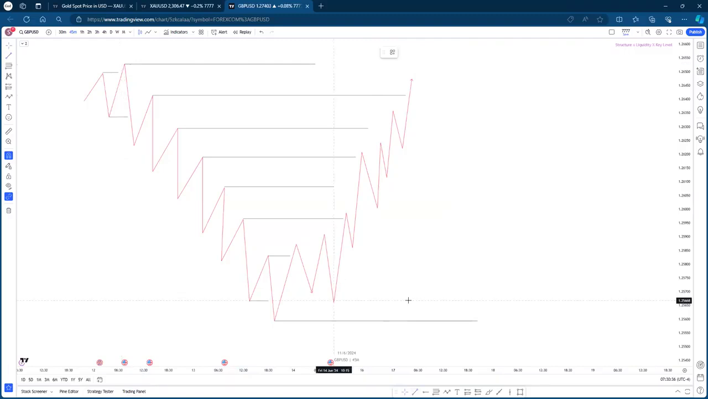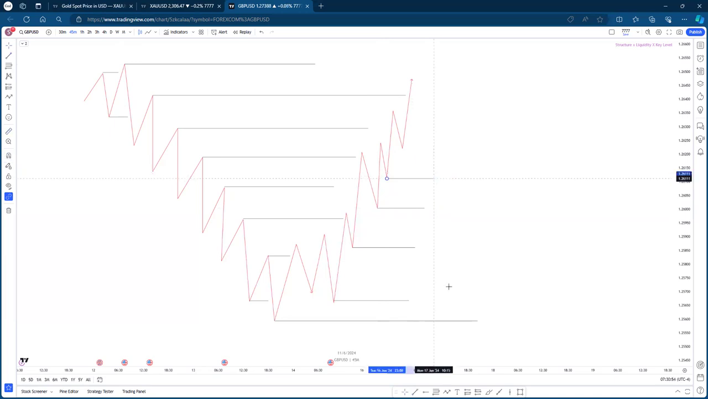Price has created all of these minor internal range liquidity. People call them minor structure, right? But just the same thing, right? These are minor internal range liquidities that are being created. Minor external range liquidities, sorry. These are minor external range liquidities that are being created, right?